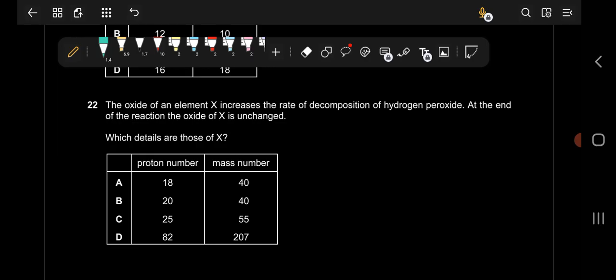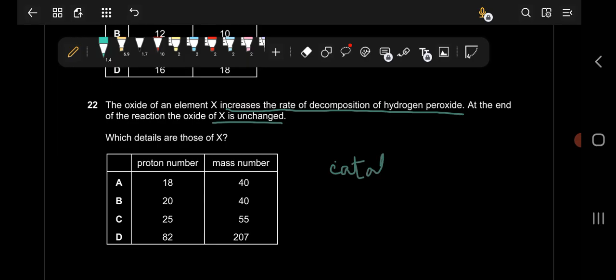Okay? So now the properties they've given us of X are that it is increasing the rate of decomposition of hydrogen peroxide and X is unchanged. So these are the two properties of X that they've given us. By looking at these two properties, we come to know that X is a catalyst. Okay? X is a catalyst.